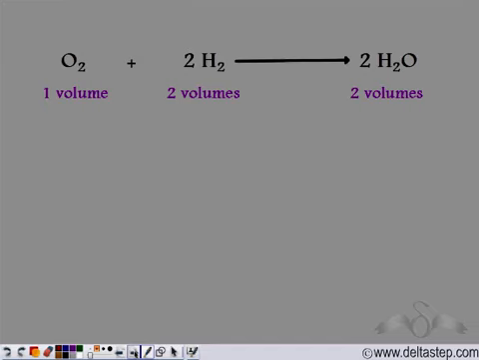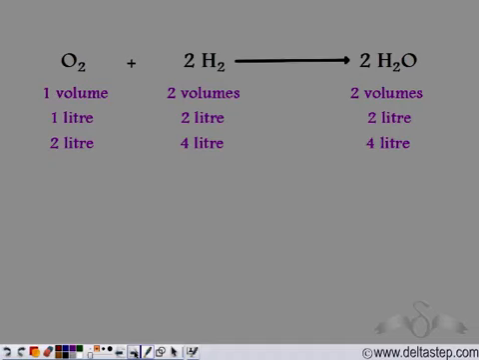This means that, say, 1 liter of oxygen reacts with 2 liters of hydrogen to give 2 liters of water, or 2 liters of oxygen reacts with the double amount, that is 4 liters of hydrogen to give 4 liters of water. So what is observed here is that the gases in this case react in volumes. And in this case, 1 volume of oxygen reacts with 2 volumes of hydrogen.